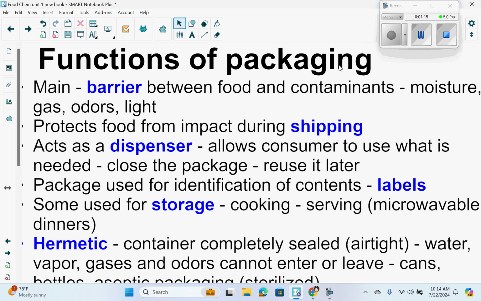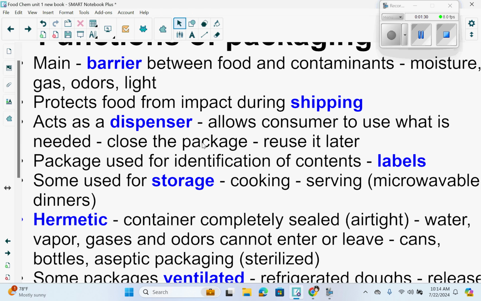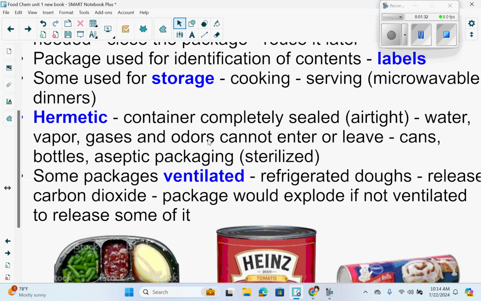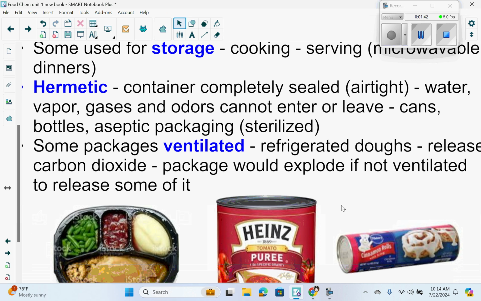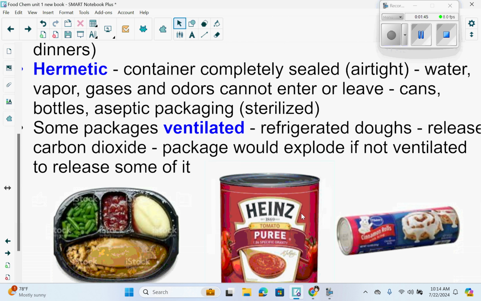It acts as a dispenser. It allows the consumer to use what is needed, close the package, and reuse it later. The package is used for identification of contents. That's your labels. Some are used for storage or cooking or serving. This would be your microwave dinners, something like this. There's hermetic packaging, so the container is completely sealed or airtight, so water, vapor, gases, and odors cannot enter or leave. This is your canned foods.